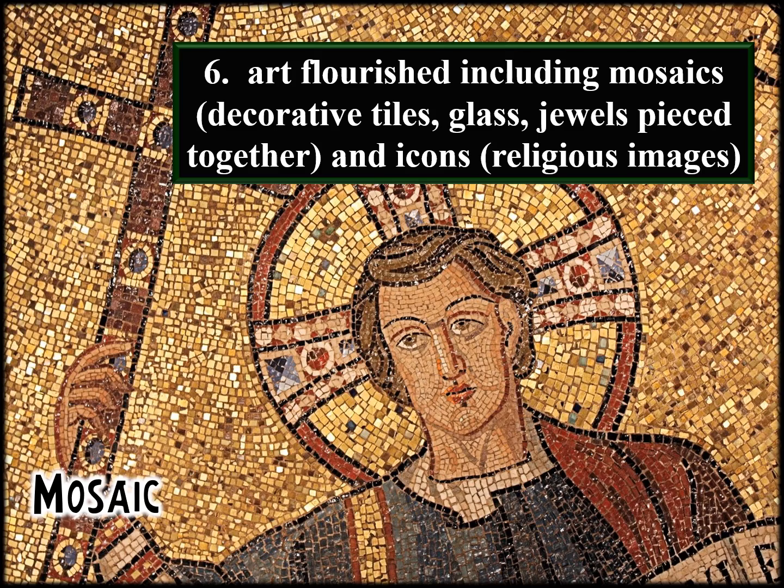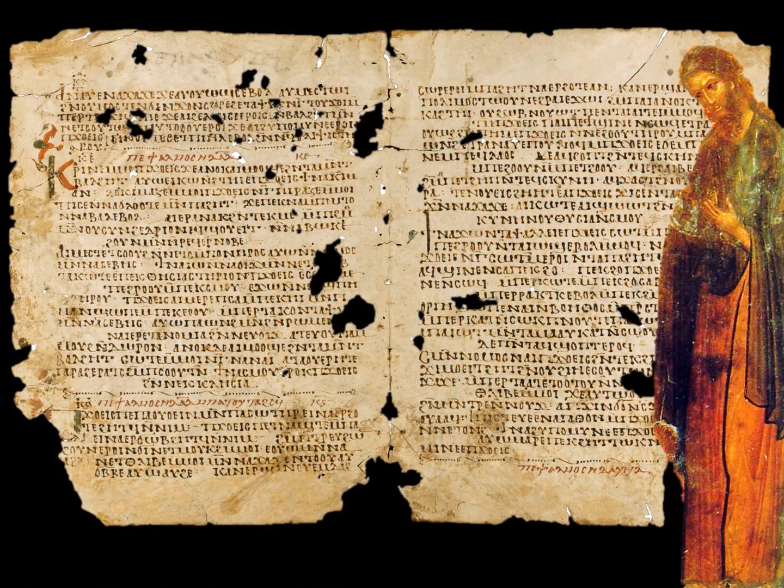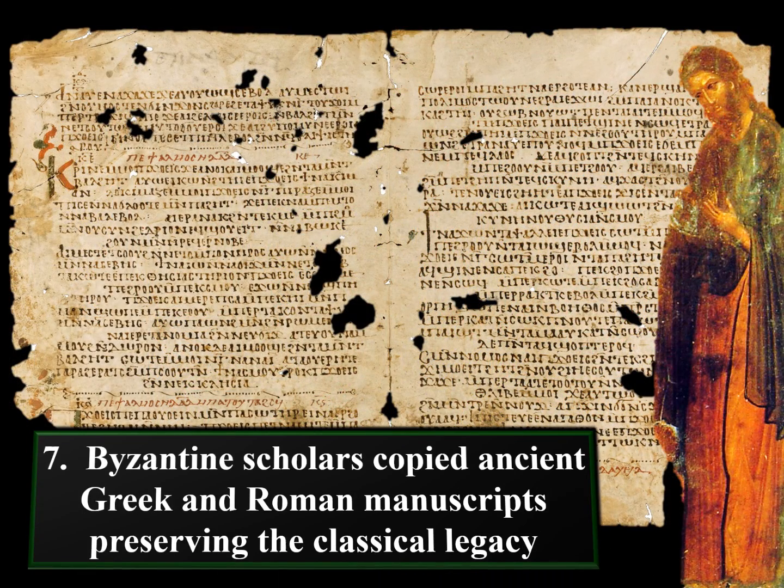You see here a mosaic, and you see here an icon. You also see a mosaic of the Empress Theodora. She was the wife of Justinian. Byzantine scholars copied ancient Greek and Roman manuscripts as well, preserving the classical legacy. If they had not done that, many of those works would have been lost to us forever.